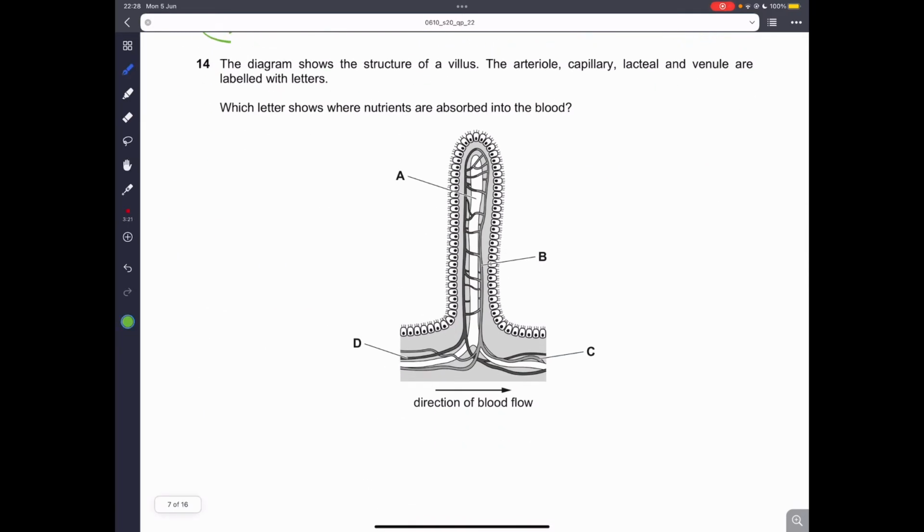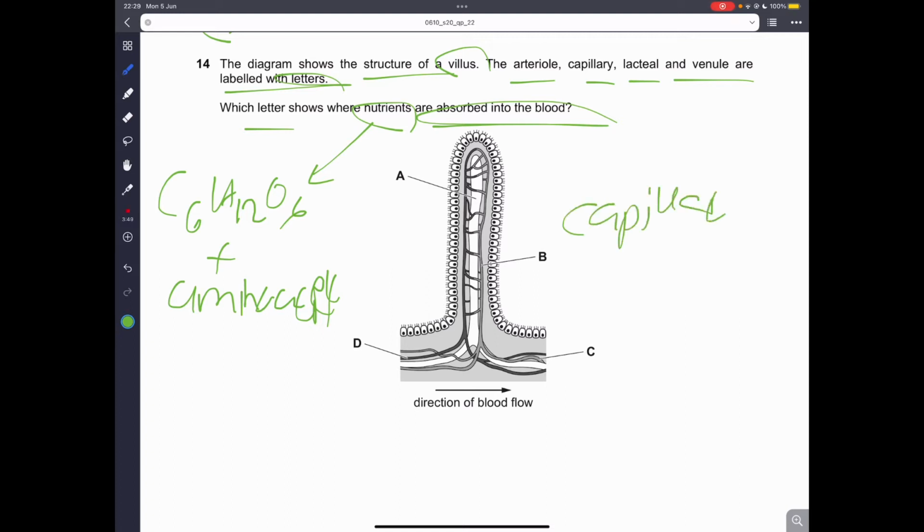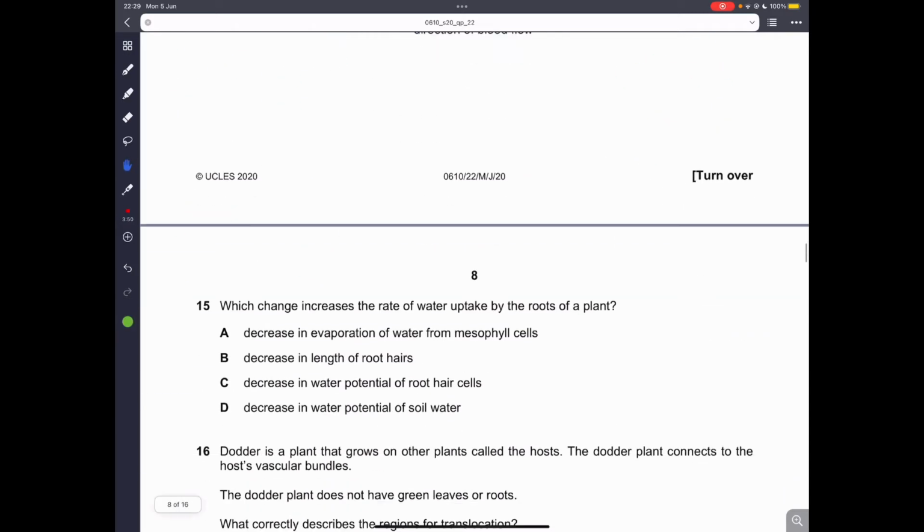Question number 14. The diagram shows the structure of a villus. The arteriole, capillary, lacteal, and venule are labeled with letters. Which letter shows where the nutrients are absorbed into the blood? Nutrients, remember, are basically glucose, C6H12O6, plus amino acids. They are being absorbed from the capillary, and therefore B is the correct answer.